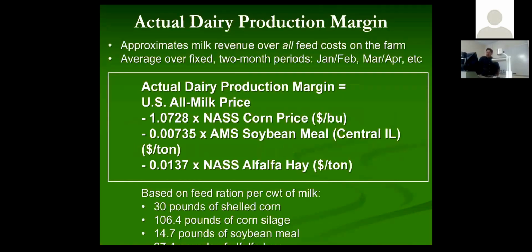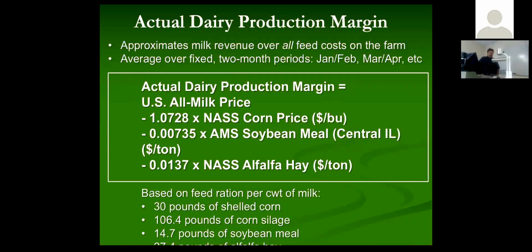Production margin approximates milk revenue minus overall feed costs for the farm. It's averaged over fixed two-month periods, so it's the average of January and February, the average of March and April. This divides the year into equal units.